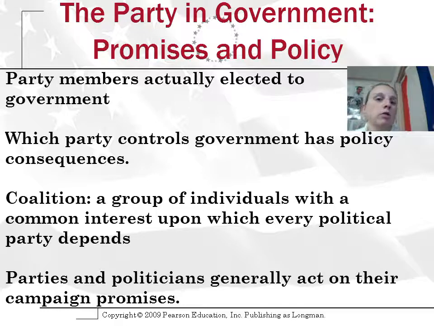You know, we see, for instance, the New Deal Coalition. They all were backers of my favorite worst president in the world, FDR, and that would be like African Americans, Hispanics, poor people, and Catholics and Jews were some examples of the New Deal Coalition. Parties and politicians generally act on their campaign promises, but it's sometimes hard to.